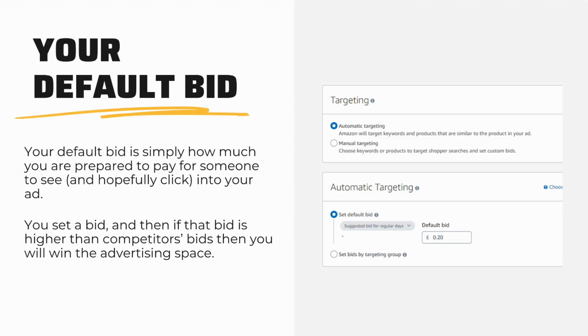And the problem is, of course, there are so many people advertising on Amazon KDP. So how does Amazon decide that I'm going to get that ad space versus someone else who might have a different default bid? Essentially, how this whole bidding system works is you set a bid, and if that bid is higher than your competitors' bids, then you will win that advertising space.